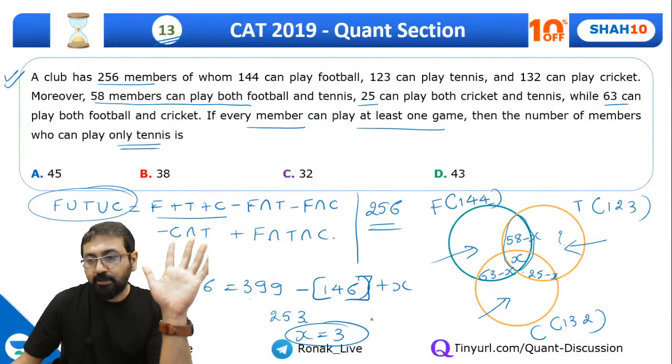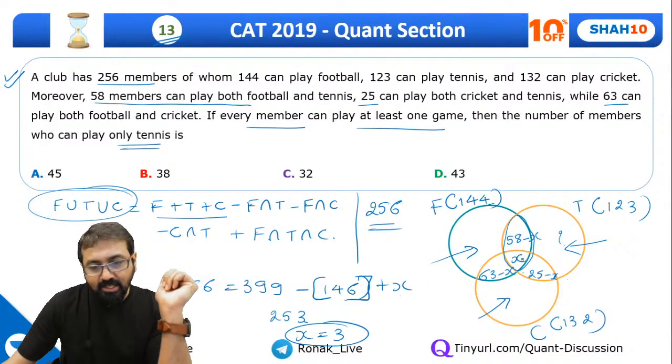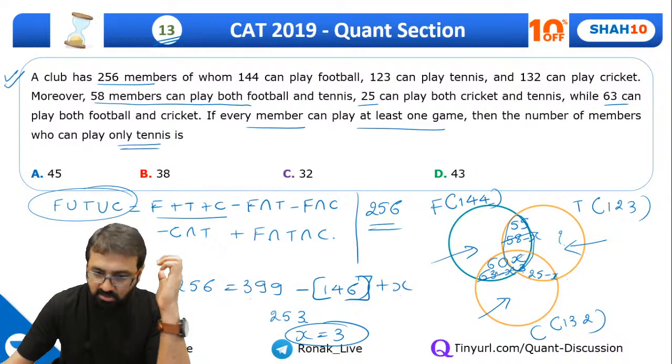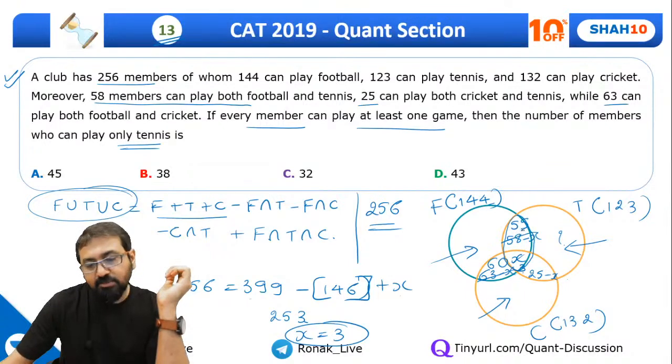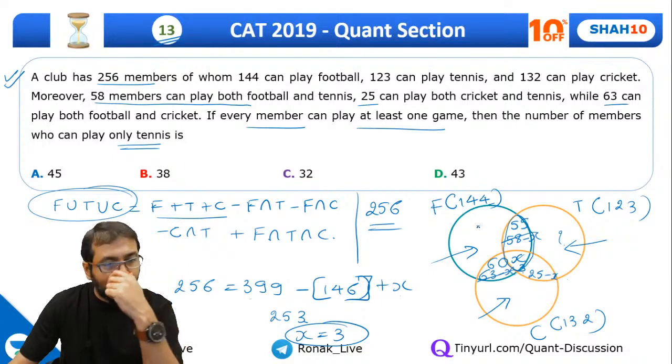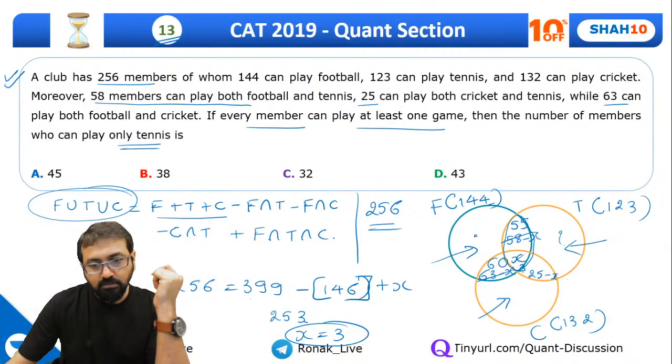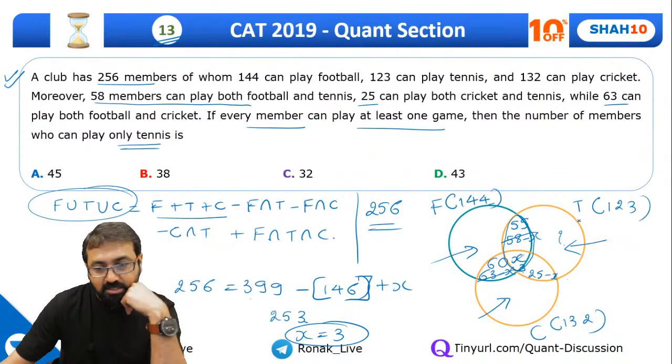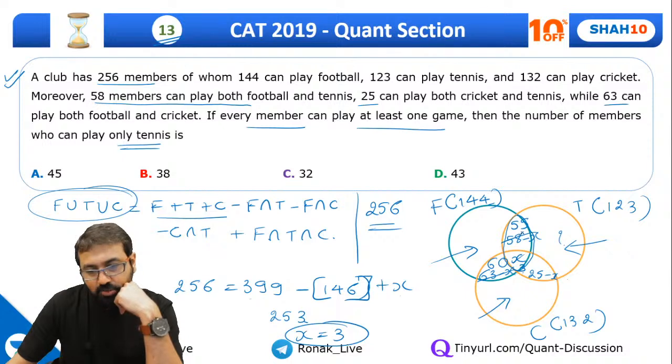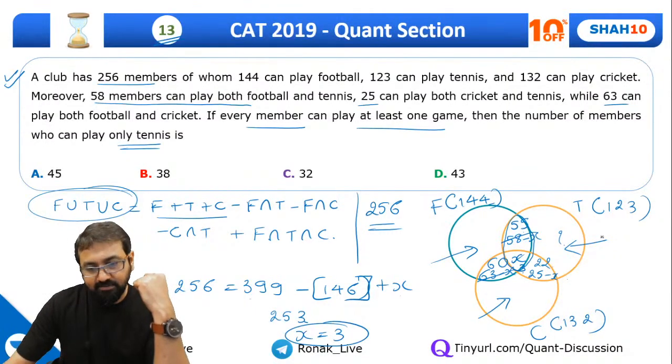Please check the calculations, okay? Right. So if x is 3, eliminate this 3 members, these 55 members and these 60 members. So what are we left with? 60 plus 55, 115, plus 3, 118, 144 minus 118. So that will come out to be, we need to find tennis. So it's this value, sorry. So 55, 3 and 22. So 55 plus 22, it's 77 plus 3, 80. So 123 minus 80, it's 43.